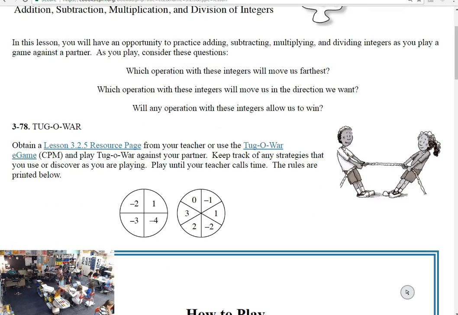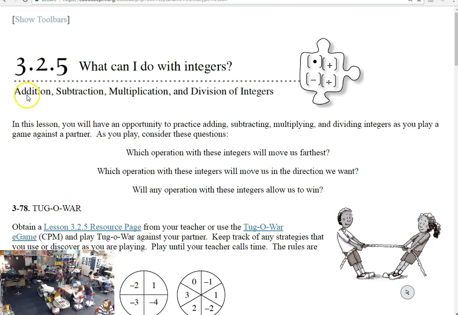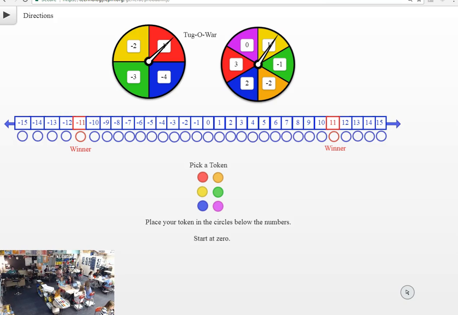A couple people were not there. All right. Is everyone here? And if you're not here, raise a hand. You need to click on, well, here, in your lesson, click on Tug of War e-game. Now, if you can't find how to get here, raise your hand.